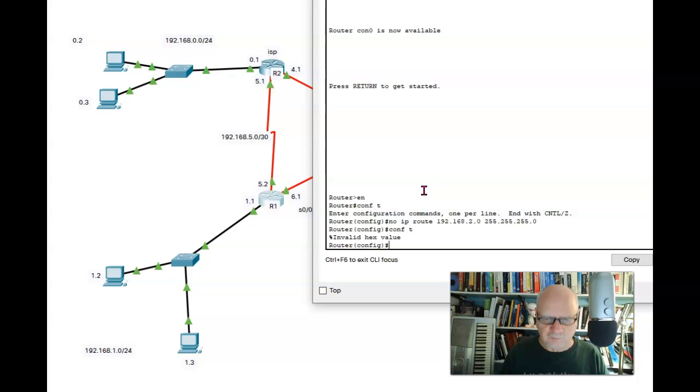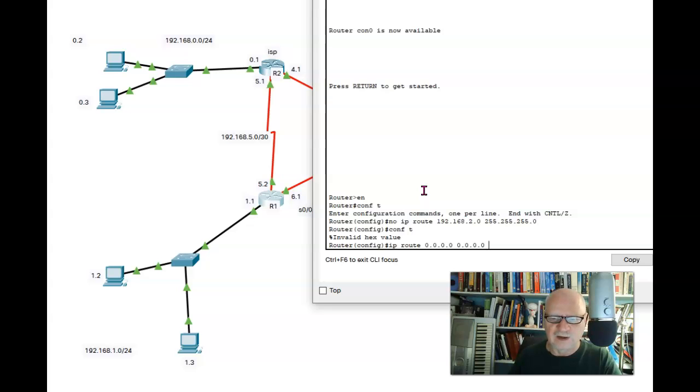Configure terminal, and IP route is the way I'm going to start. Now the default route says any address that I don't know how to get to, this is where I send it. So how do I say any address? Well, 0.0.0.0 with a subnet mask of 0.0.0.0. This is how I set a default route.